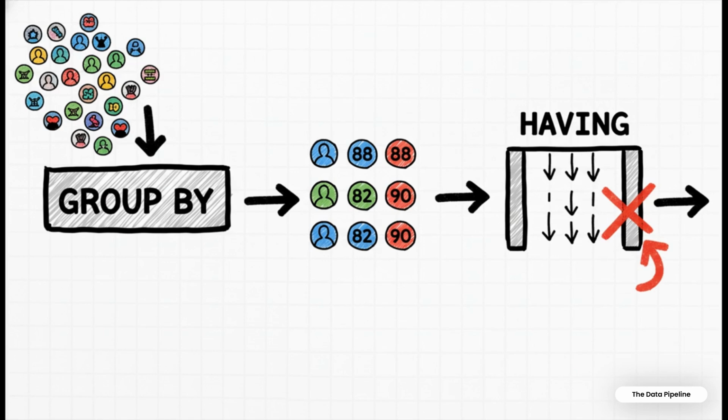But what if we only want to see the absolute best players? You actually can't use where to filter a result that's already been grouped and averaged. For that, SQL has a special partner to group by, the having clause. Having works just like where, but it's specifically designed to filter your data after the group by calculation is all done. So here, we're asking to only see the groups of players whose average rating is greater than 85.